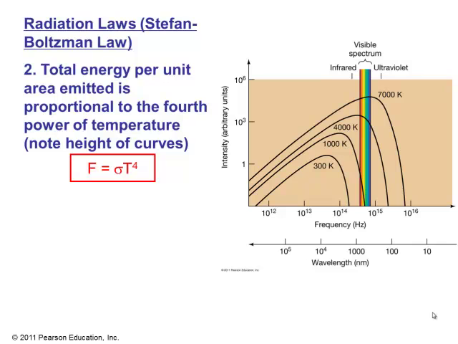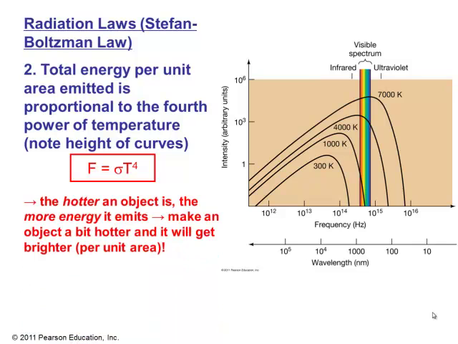Capital T, do not confuse with lowercase t. Lowercase t is time. Capital T is the symbol for temperature, and it's measured in degrees Kelvin. So F is equal to sigma T to the fourth. So what does this formula tell us? It tells us that the hotter an object is, the more energy it's going to emit. So if you make an object just a little bit hotter, it will get a lot brighter per unit area. Not 4 times brighter, but T to the fourth times brighter.